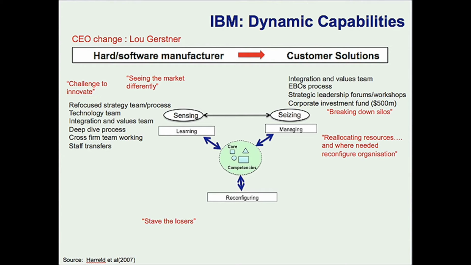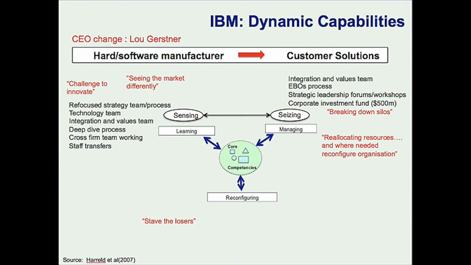Now, turning to seizing dynamic capabilities, well, the integration and values team that I already mentioned also plays a key role here as well. This team was responsible for developing company-wide initiatives, so-called winning ways, that required considerable cross-business unit integration. They would assign leaders and then monitor the results of such initiatives.